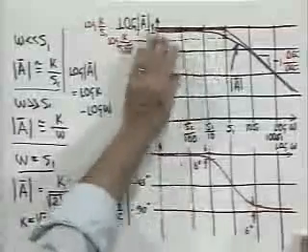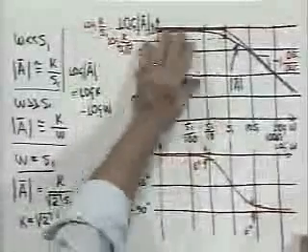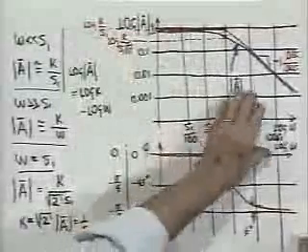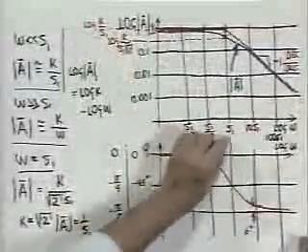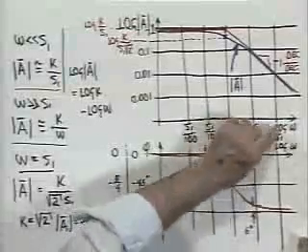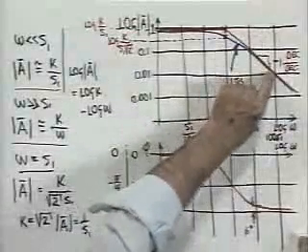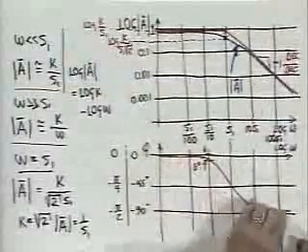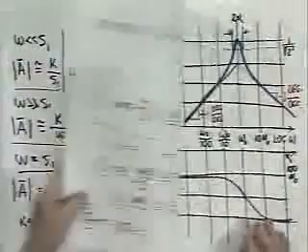It passes frequencies below S1 relatively unimpeded, low angles. For frequencies well beyond S1, it attenuates them sharply. Here at 100 S1, the attenuation is a factor of 100, and the angle approaches minus 90 degrees.